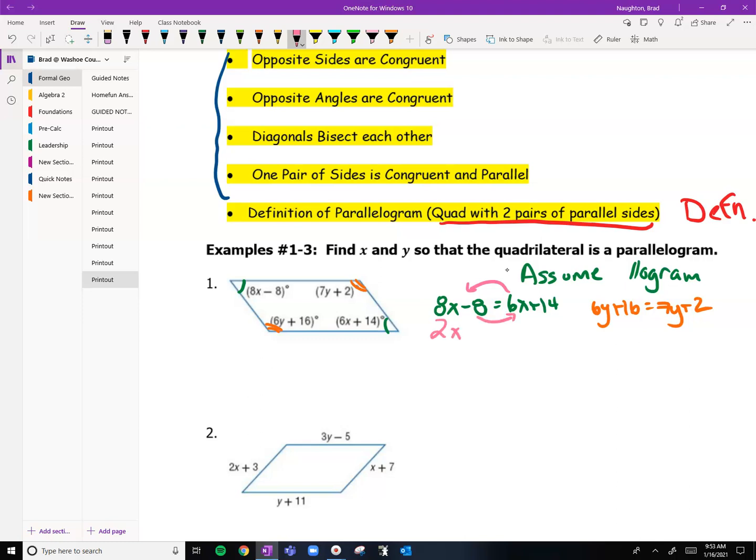And when I bring that 8 over, we're going to get a 22. So x is going to be 11. Boom, shakalaka. And then on this other one, we'll bring this 6y over, and I'm going to get a 1y. Bring this 2y over, and yay, that's a little less math, so it's 14. So that's x and y to make those opposite angles the same.